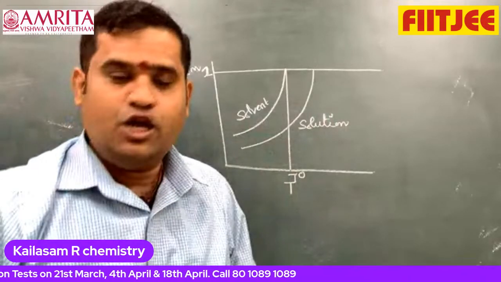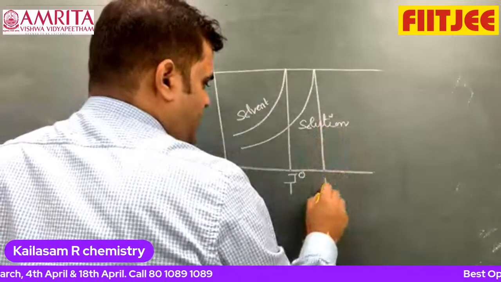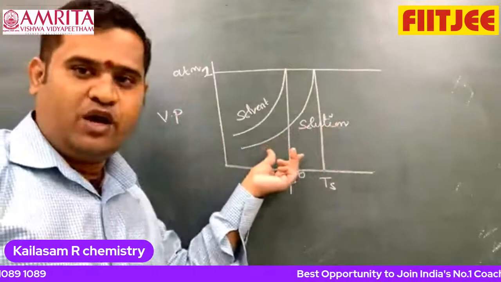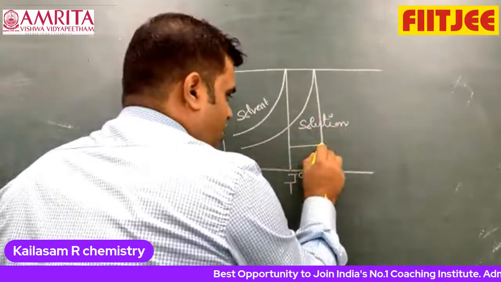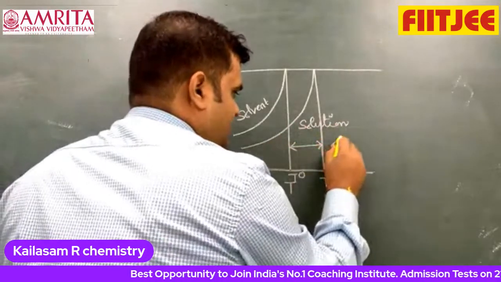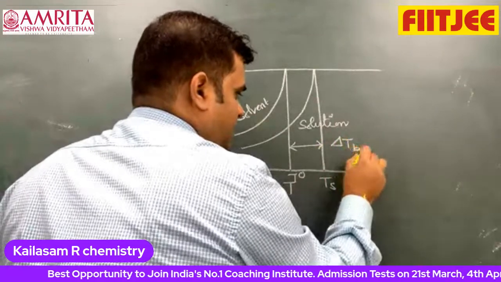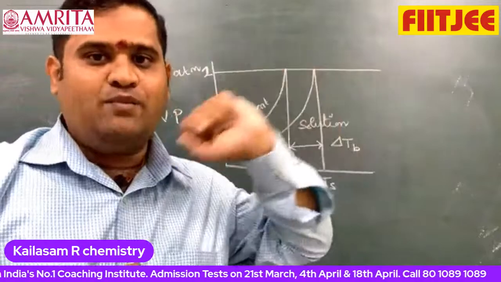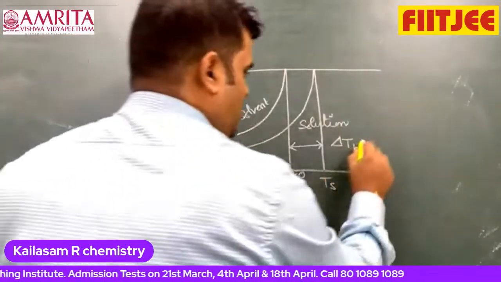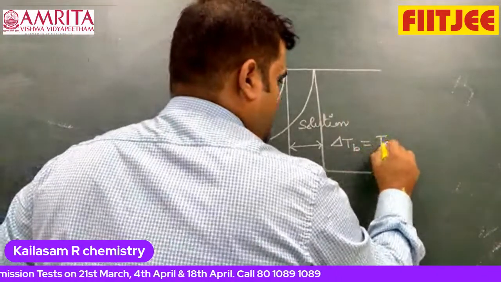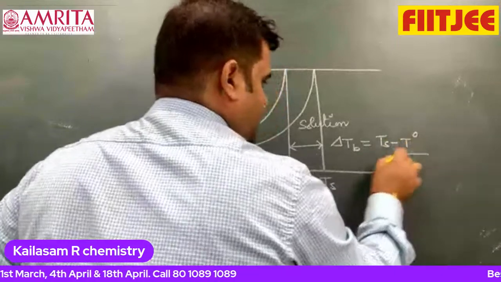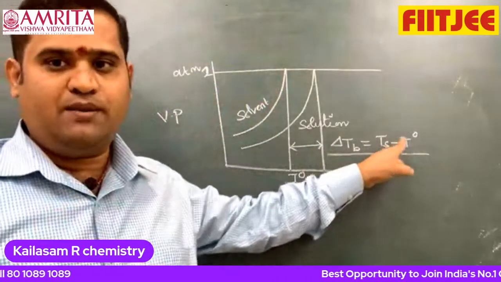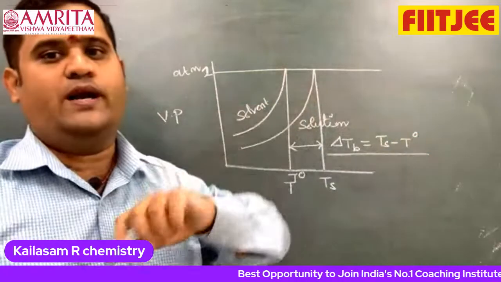Now I'm going to add this. This is the boiling point of the solvent, which I am keeping as T s naught. This is the boiling point of the solution. This difference is called delta TB, the elevation in boiling point. Therefore, delta TB is equal to Ts minus T naught, that is, the boiling point of the solution minus the boiling point of the pure solvent.